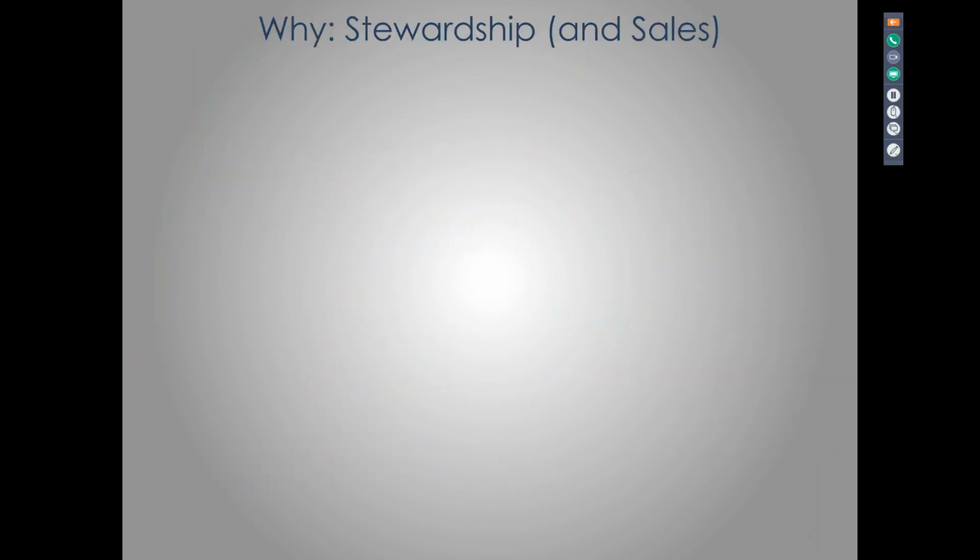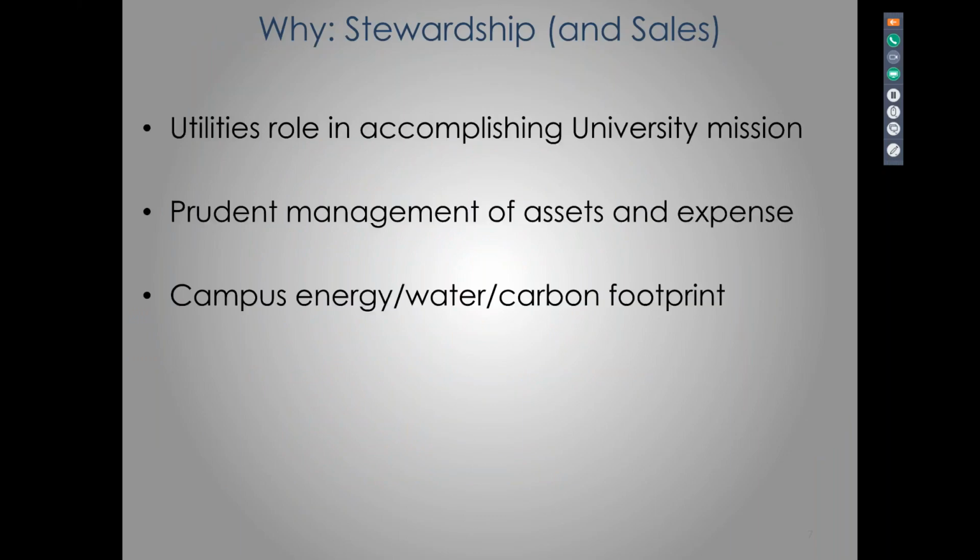All right. So why do we do this? I think a key role is stewardship. I think Chris talked about the fundamental role of utilities is accomplishing the university's mission. Lots of money is involved, lots of assets, lots of capital expense and operating expense. And then finally, this idea that almost 75, 80, maybe 90% of the campus energy, water, and carbon footprint runs through the utility system. So really, it's the utilities that have most control over the sustainability aspect of campus operation.